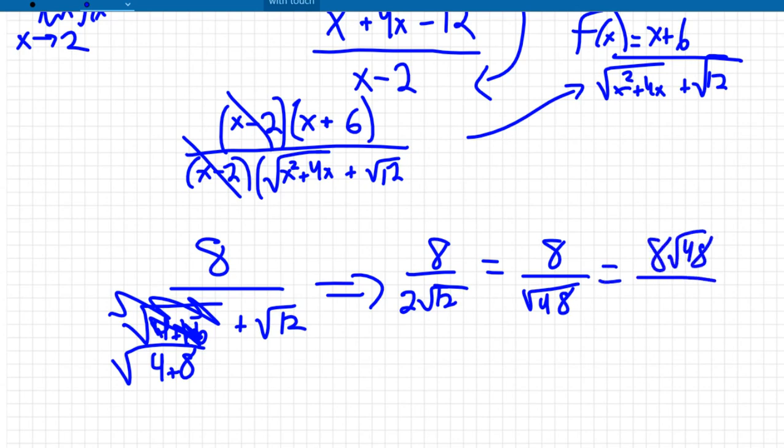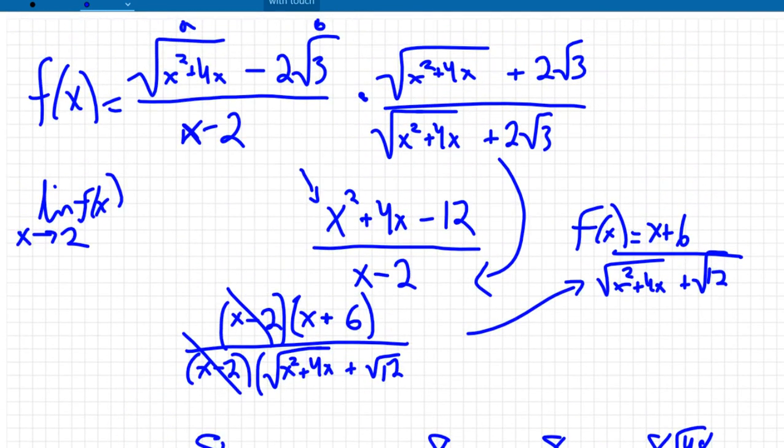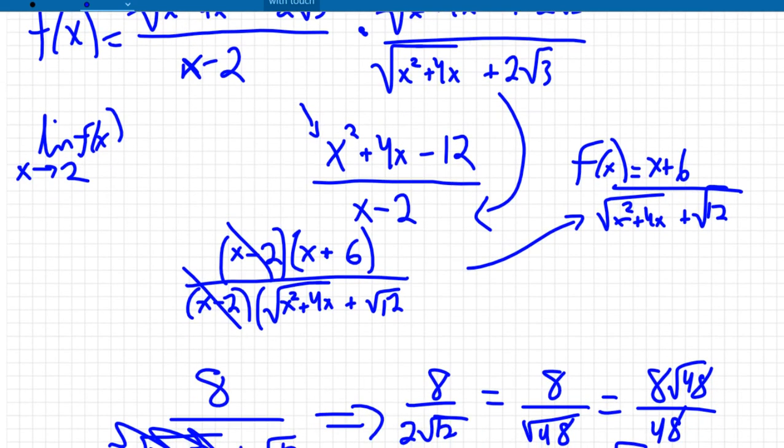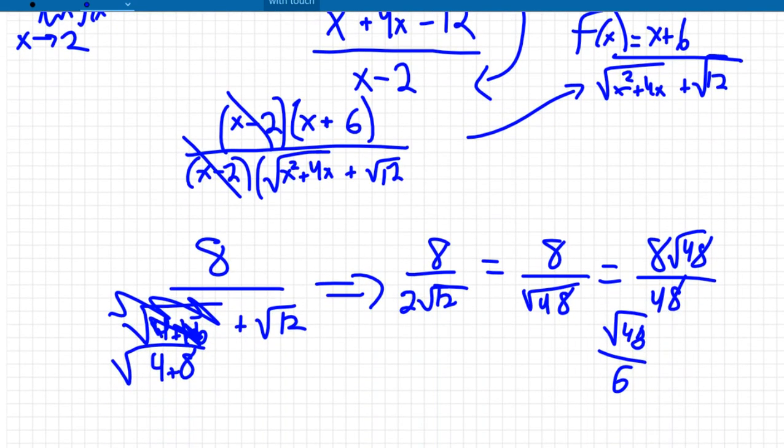We just want to rationalize our denominator. And that simplifies to root 48 over 6. All right, so the limit of this whole function up here, we evaluate at 2 with a few algebraic tricks, and we get root 48 over 6.